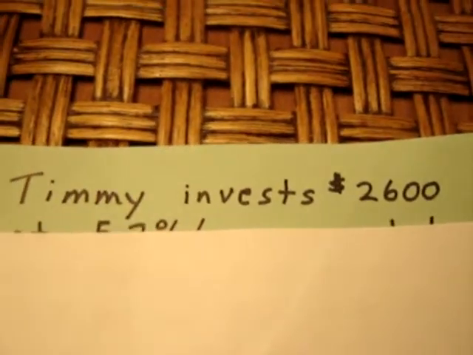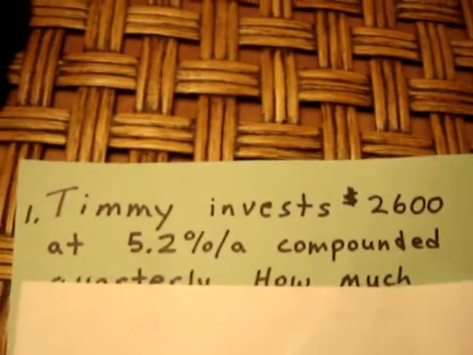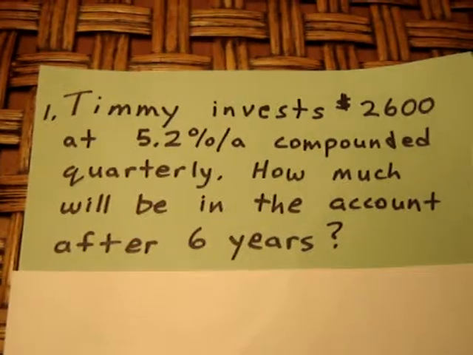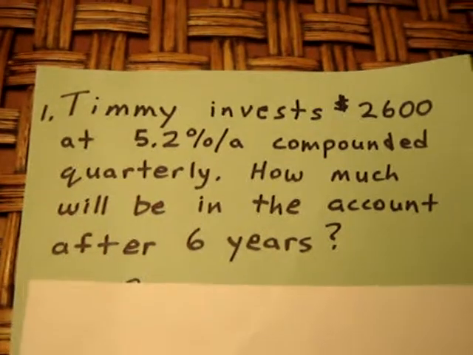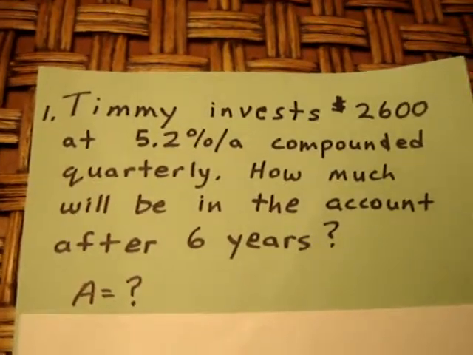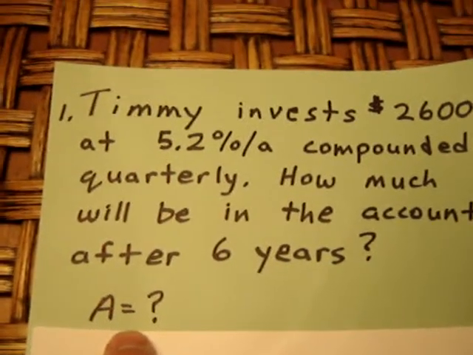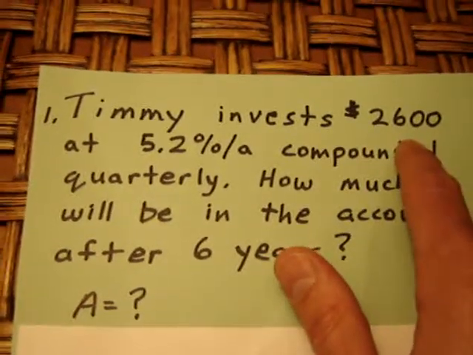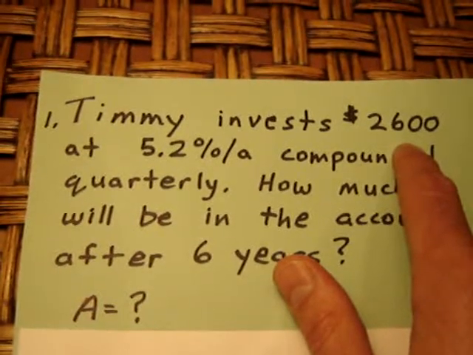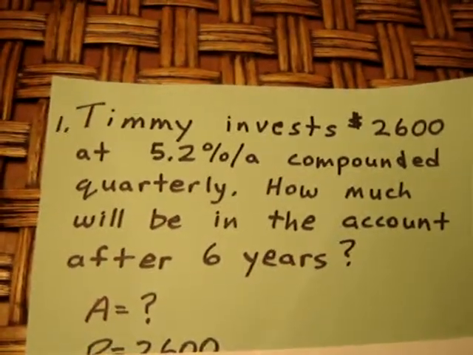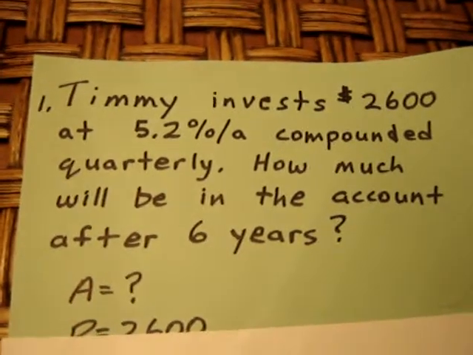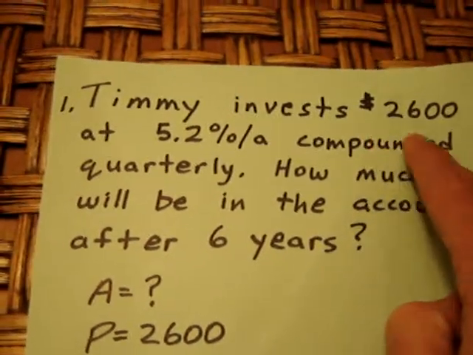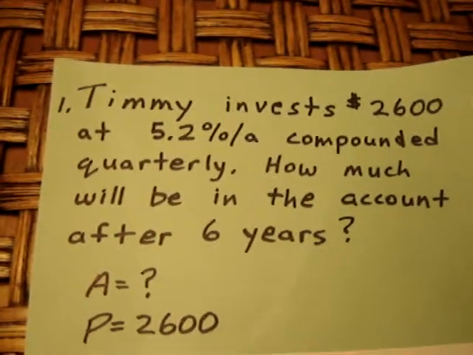Timmy invests $2,600 at 5.2% per annum compounded quarterly. We'd like to know how much money will be in the account after 6 years. Okay, well, our formula, A equals P times (1 plus i) to the n. We'd like to know what the letter A equals. Now, we know his principal, $2,600. This is the amount that was in the bank account prior to any interest occurring. But we don't know the letter A, the amount that's there after, so A is a question mark. Like we said, the letter P will be represented by the number 2,600 because that's the principal, or the amount prior to the interest occurring.